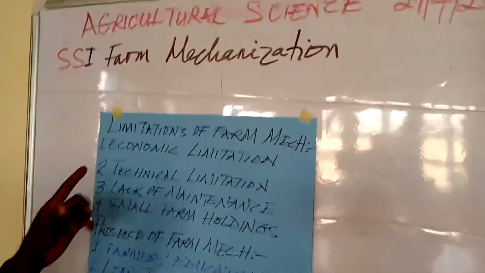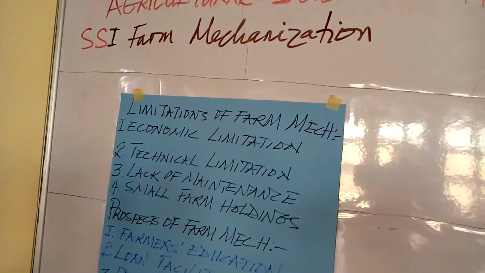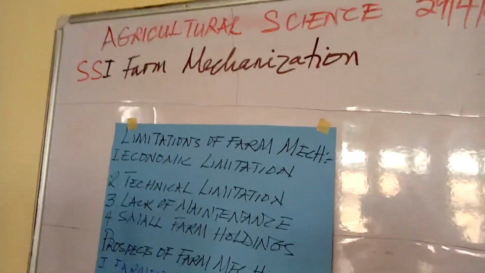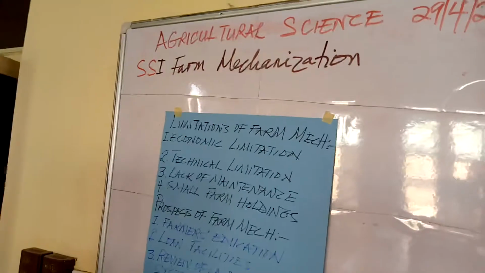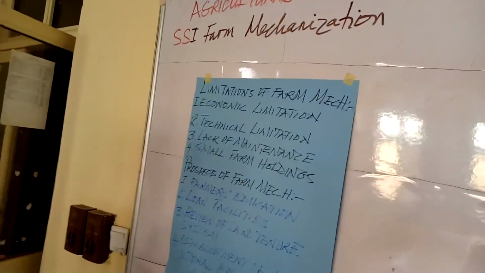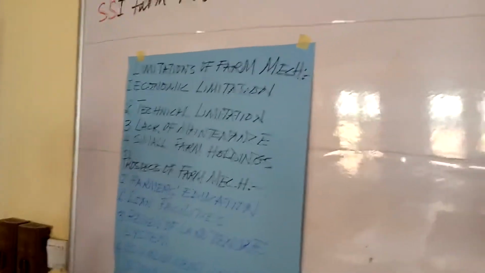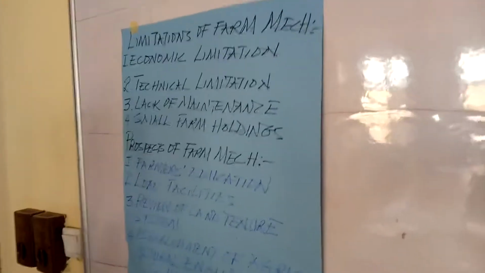Number one is called economic limitation. That is the poverty of the farmers. Economically, the farmers are limited in their desire to practice farm mechanization. Number two is a technical limitation. The technical know-how of how to operate the machines is lacking. Technical limitation: the lack of maintenance.